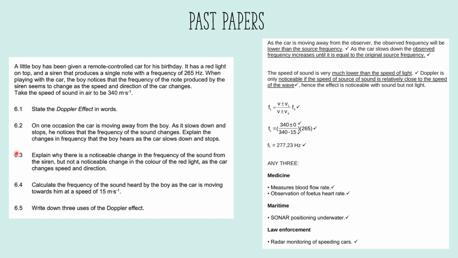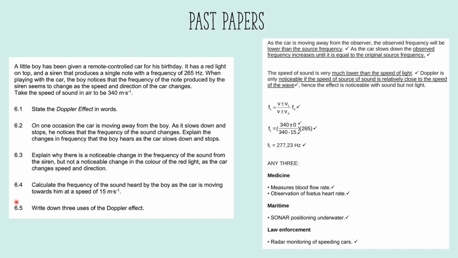Explain why there's a noticeable change in the frequency of the sound from the siren, but not a noticeable change in the color of the red light as the car changes speed and direction. This is very simple and is because the speed of sound is very much lower than the speed of light. The speed of light is very fast. Doppler is only noticeable if the speed of the source is relatively close to the speed of the wave. Hence the effect is noticeable with sound but not light.